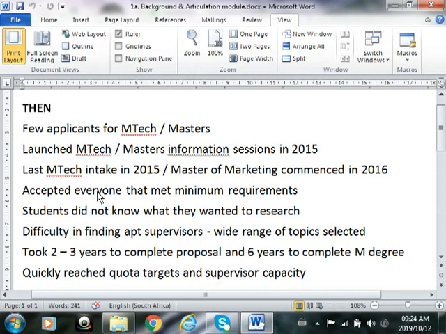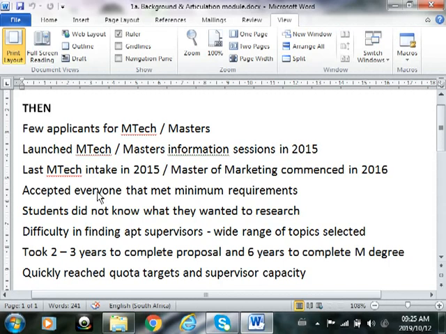So how do you find a supervisor? Then you'd have to start going outside the department looking for supervisors, and that created problems. Others, because they did not know what they wanted to study or research, took 2 to 3 years to finish their research proposal. In that time, someone can finish their entire thesis. And then they would take 6 years to complete a master's degree.